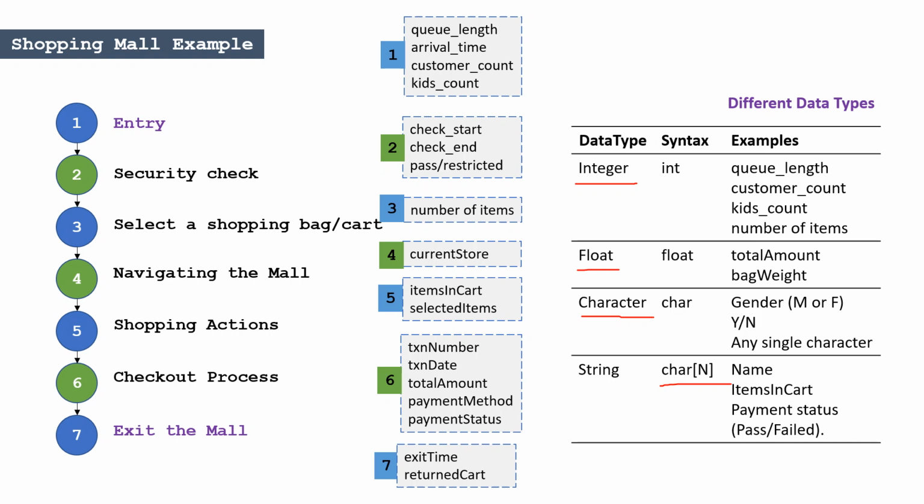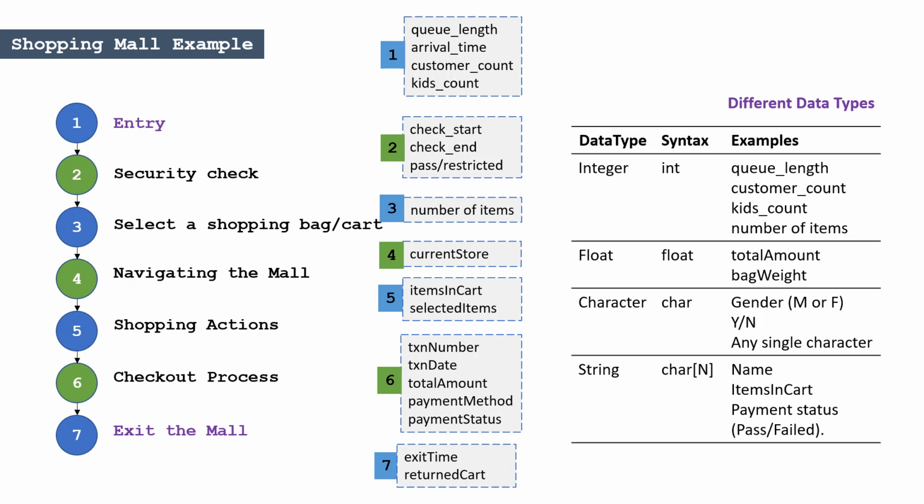So the first data type is integer, which is represented by int. From the given identified data, queue length can be of integer type, customer count is of integer type, kids count is integer type, and number of items is also integer type. Integer type means you can count it 1, 2, 3, 4, 5, 6 and so on. So you cannot say there were 3.5 kids, right? You have to say whether there are 3 kids, 4 kids or so on. So this is basically the integer type of data.